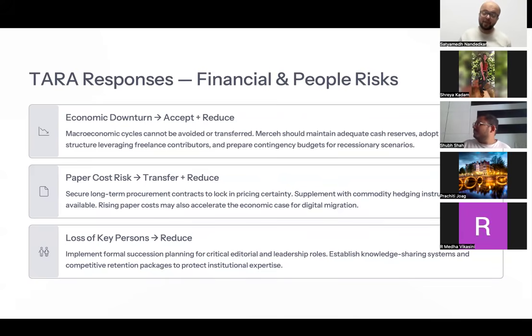Paper cost risk, transfer and reduce, or maybe enter into forwards and futures to lock in the rate at which you can procure. Supplement with commodity hedging instruments, very nice. Loss of key persons, reduce. Implement formal succession planning for crucial editorial and leadership roles.